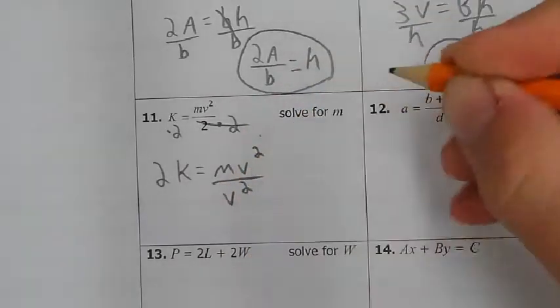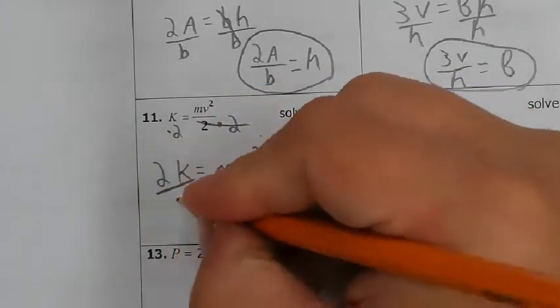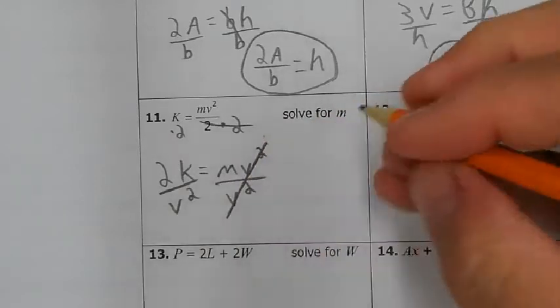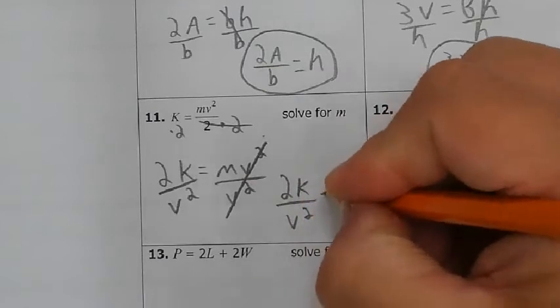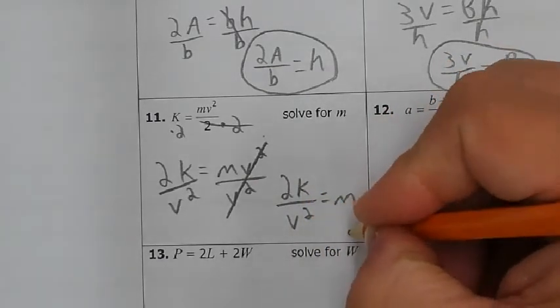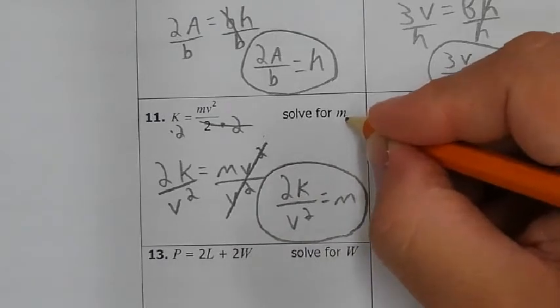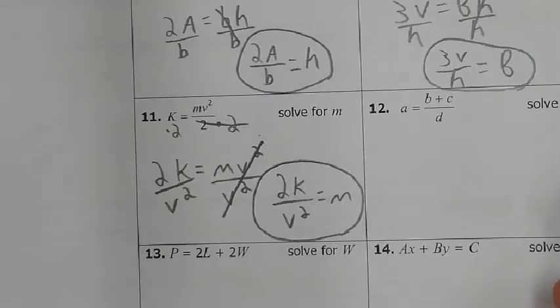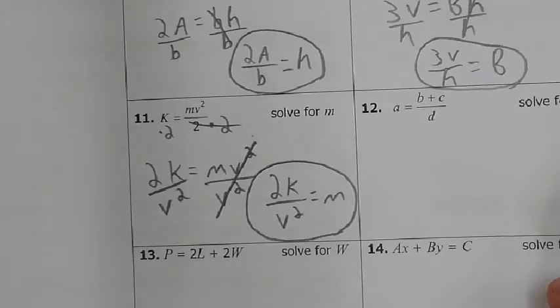The only time you find the square root is when the variable you're trying to get by itself is the one being squared. So we're literally dividing by v squared. Whatever variable you're solving for, if it said solve for v, then we would have had to square it or take the square root of it. But since the squared is not with the m, you don't have to.